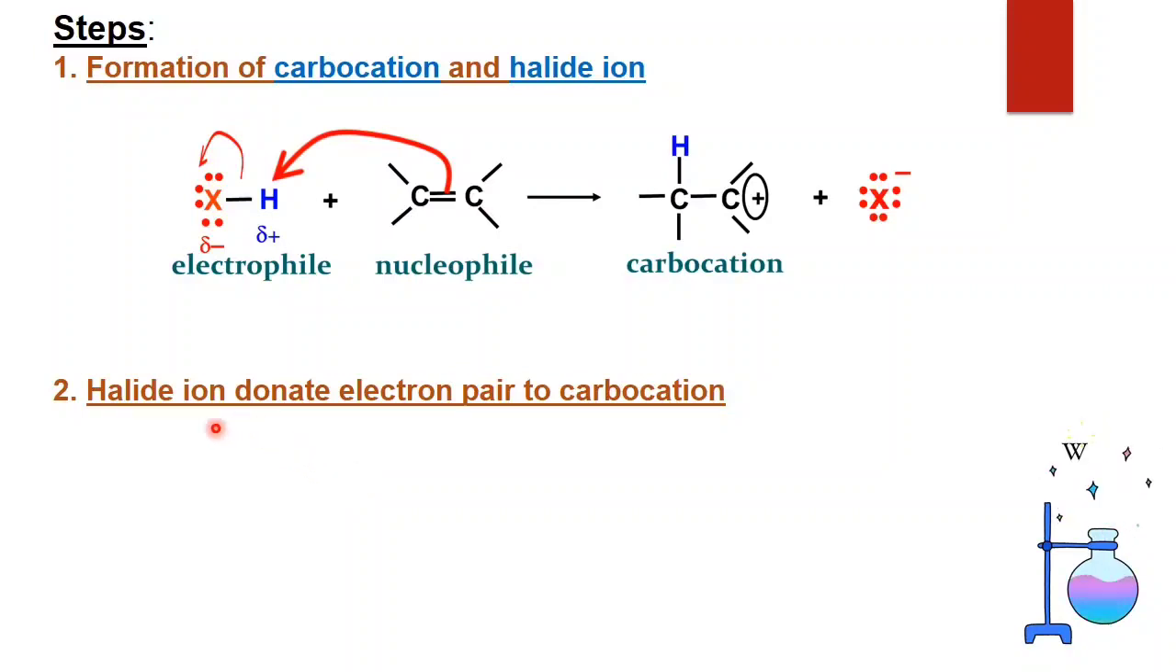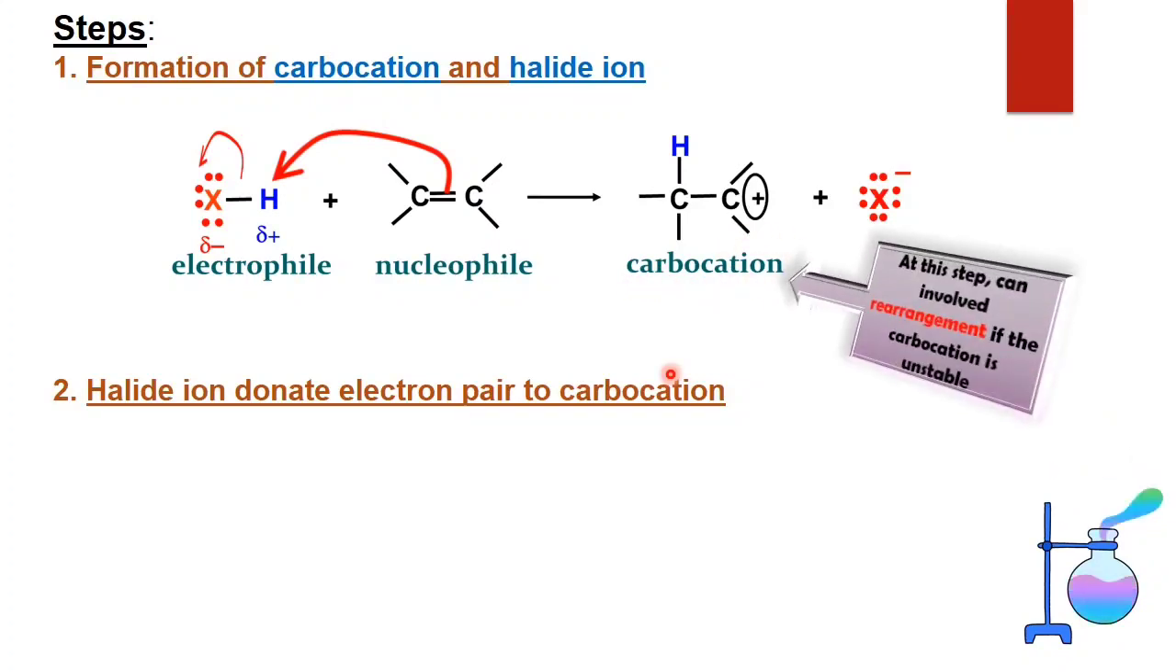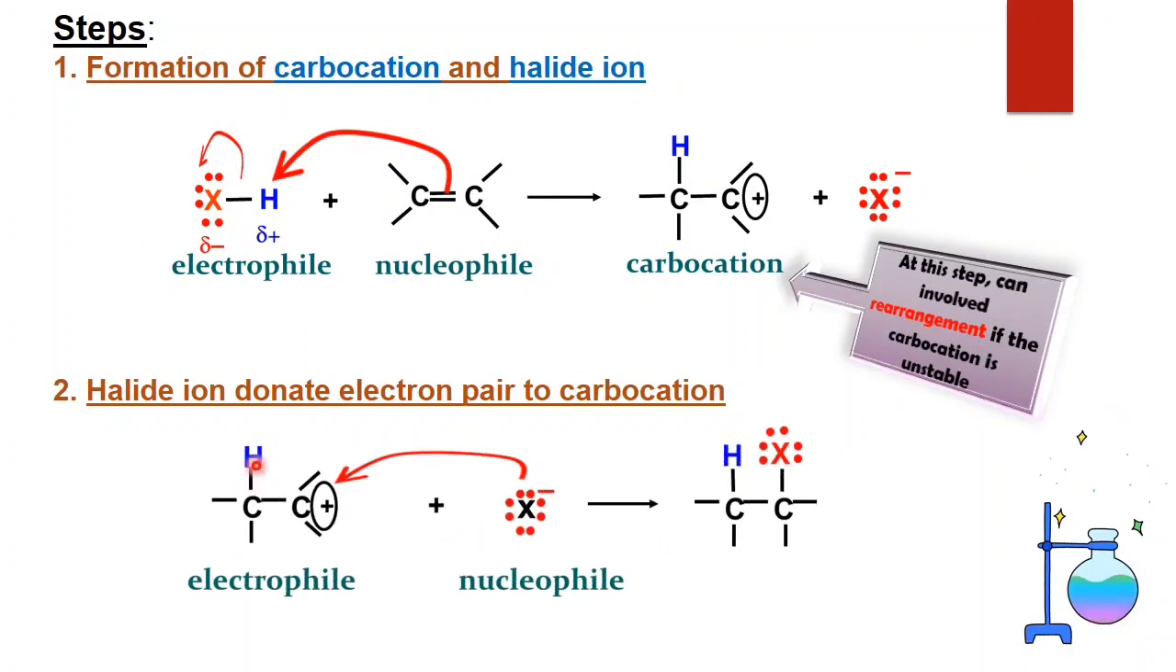Okay, the second step, halide ion donate electron pair to carbocation. Okay, before that class, bila ada formation of carbocation here, you need to be careful because sometimes it will undergo rearrangement if the carbocation is unstable. So you need to be careful here. Either it will undergo 1,2 hydride shift or 1,2 methanide shift.